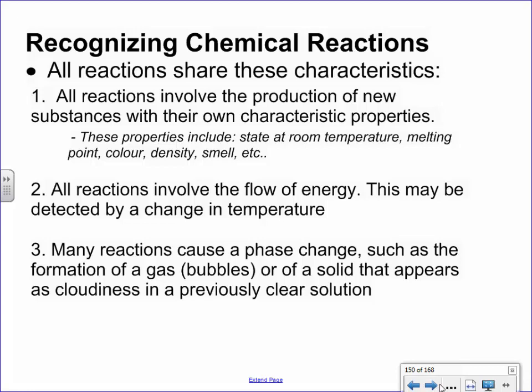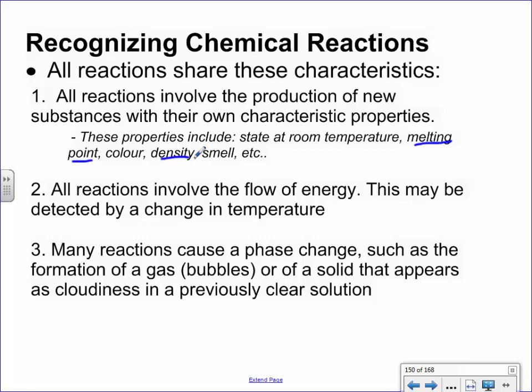Here's a slide that then re-summarizes some of the things we should have seen in our lab yesterday. Some of the characteristics of chemical reactions. Here's the first one. All reactions should have new substances. So that would mean that there's a new state at room temperature. Right? It used to be a solid, now it's a liquid. It used to be a liquid, now it's a gas. They might have a new color, they might have a new smell. Now those are the ones that we noticed. But there's more to that list. Like, for example, if there's a new melting point, or there's a new density, those would also count too.